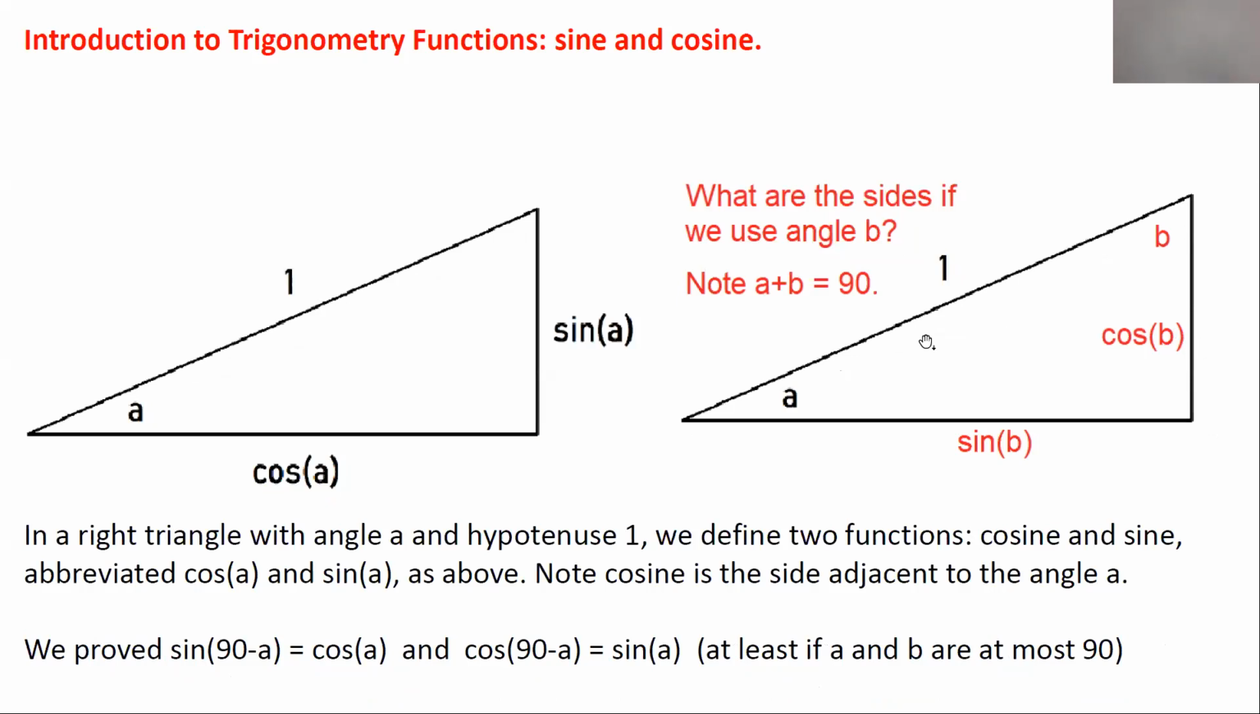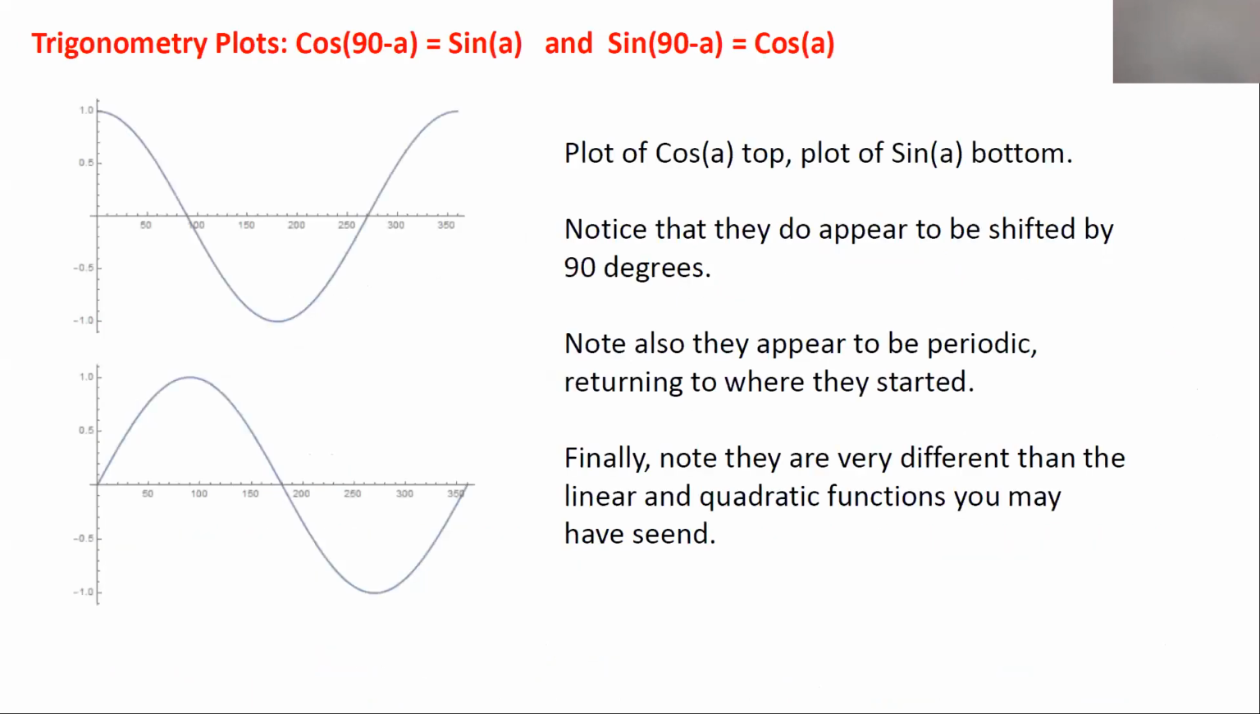So when A plus B equals 90, this is cosine B, this is sine B. But this over here, this is sine A. So what does sine A have to equal? Cosine B. And what does cosine A have to equal? Sine B. So we've just shown that if A plus B is 90, then the sine of 90 minus A is the cosine of A, and the cosine of 90 minus A is the sine of A. So here's a plot of what they look like. And if you look at them, they do look like they're shifted by 90 degrees.